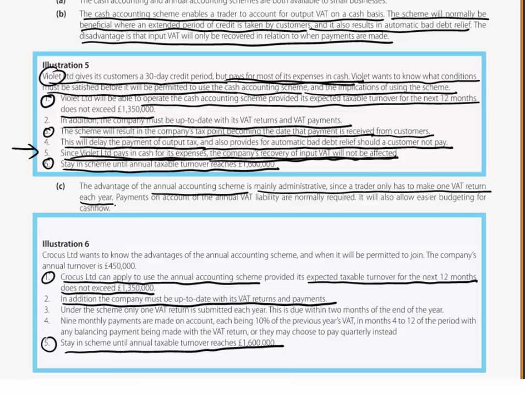However, you don't just pay your VAT once a year. Payments on account of the annual VAT liability will normally be required, and these will usually be on a monthly basis. And what that will mean is it should make budgeting for the payment of your VAT a lot easier in terms of preparing a cash budget. Again, no doubt you remember cash budgets from your management accounting studies that you've already done here.